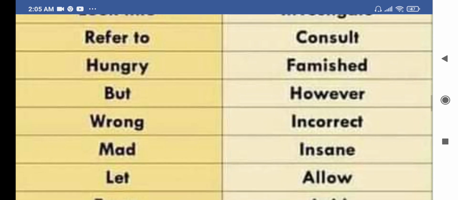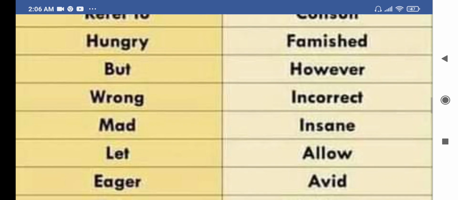Refer to, this is the next example we go to, refer to and consult. Okay, you can refer to a doctor named this and that. In a formal setting you can say, I have consulted a doctor. Hungry, famished.